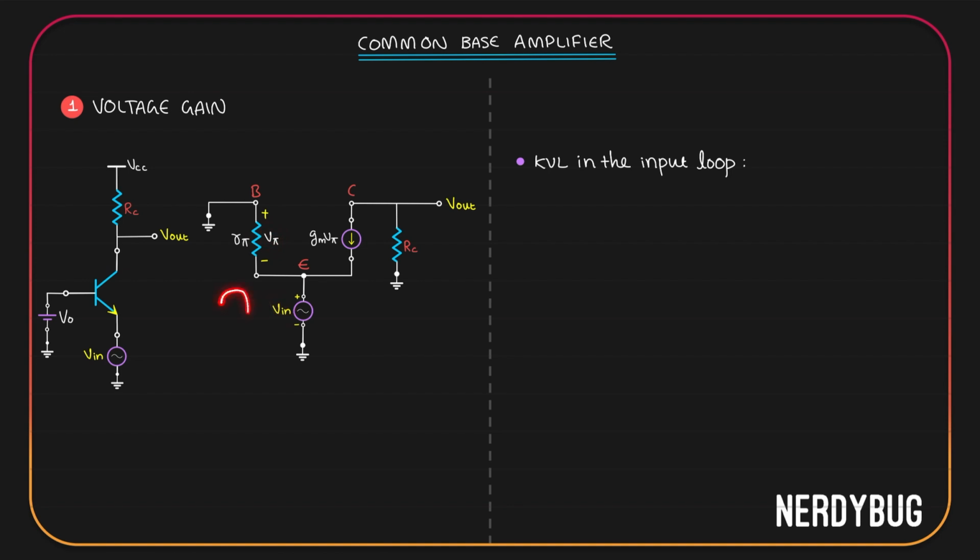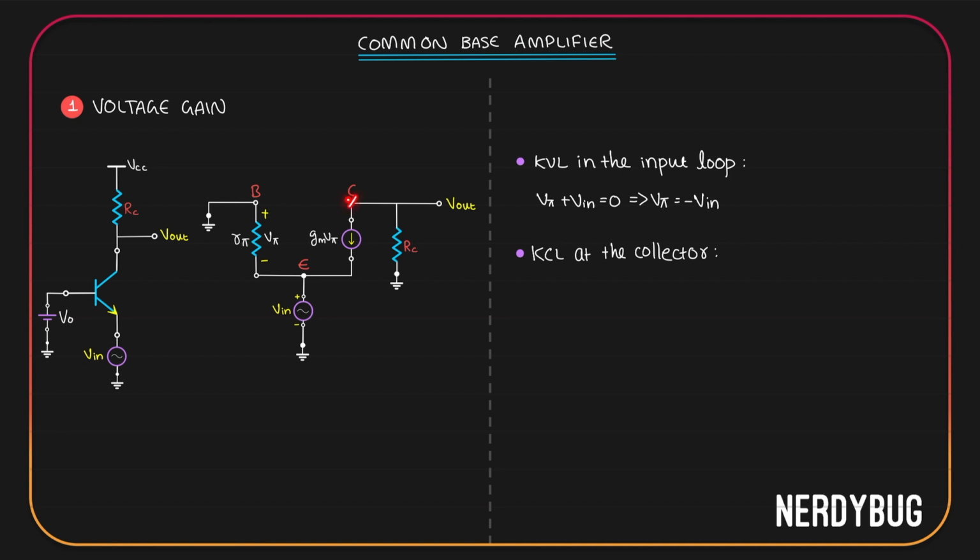If I go clockwise, V pi is from positive to negative. V in is also from positive to negative. So they are in the same direction, which means I can write V pi plus V input is equal to 0 according to Kirchhoff's voltage law. Now that means V pi is the negative of V input. Let it be there. Let us apply Kirchhoff's current law at the collector.